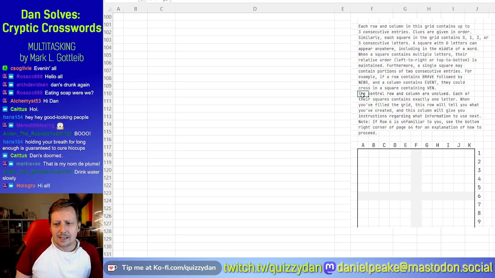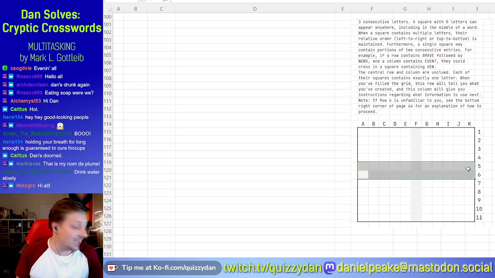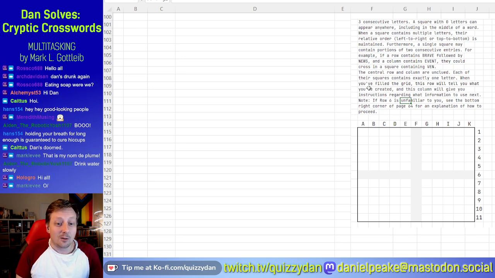The central row and column are unclued. They are not shaded in the grid that I've got, but I have shaded them for our ease of recognition. When you fill the grid, this row will tell you what you've created, and this column will give you instructions regarding what information to use next. So there's a next step.